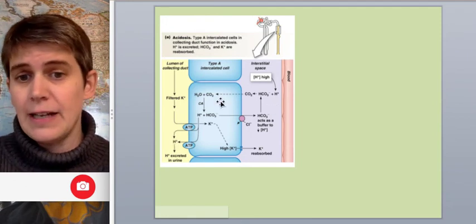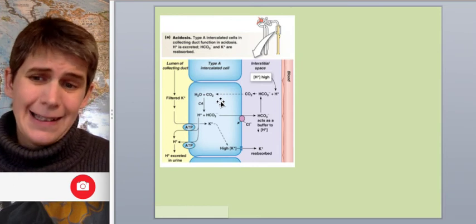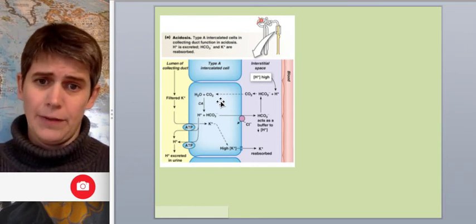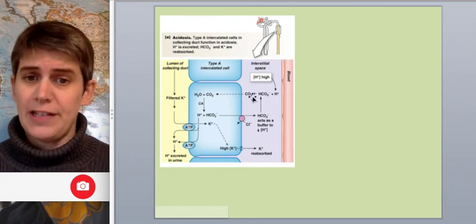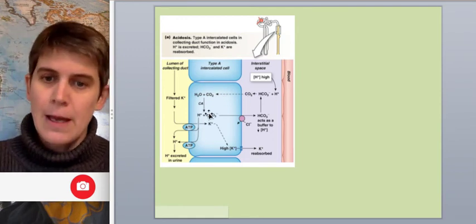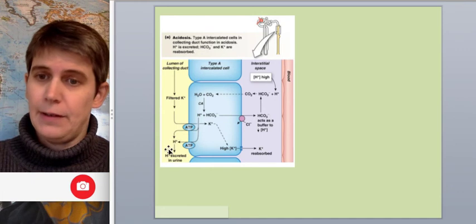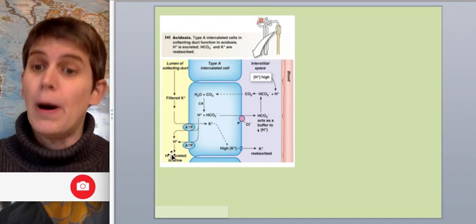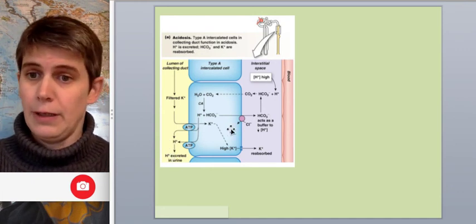Now that acid didn't enter those cells directly as acid, because acid can't cross cell membranes very well. It crossed, as you can see, as carbon dioxide. The carbon dioxide crossed into the cell, and then was converted back into acid and pumped out into the lumen of the collecting duct.